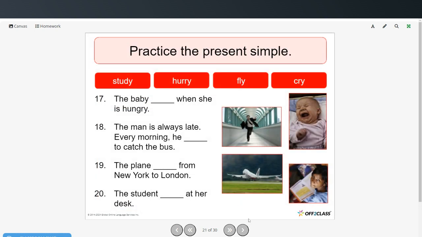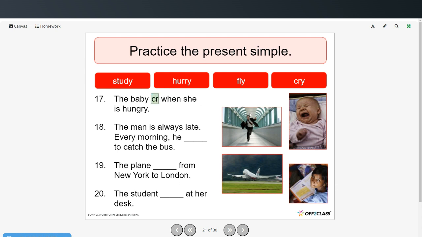So practice adding present simple verbs to each of these. Remember to use the correct form and the correct spelling. So pause the video, write down your answers, and then restart when you're ready to check.